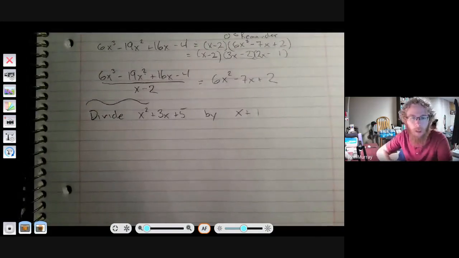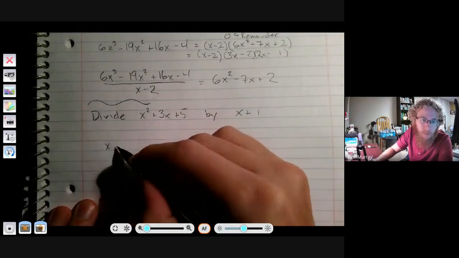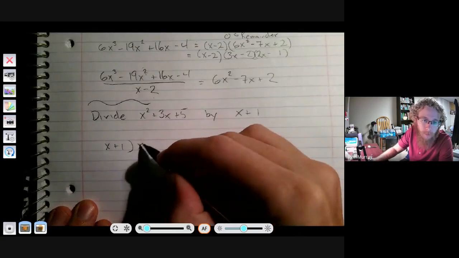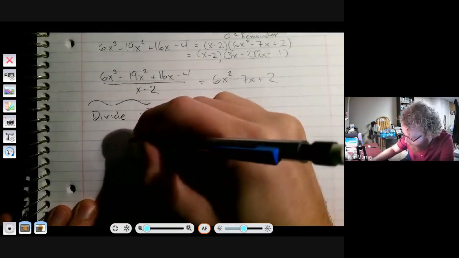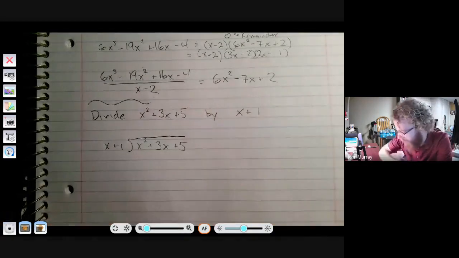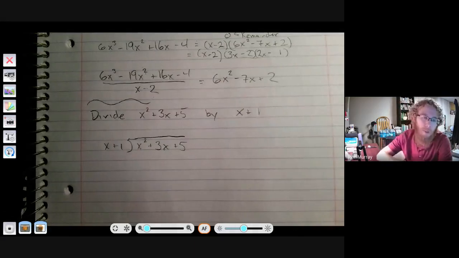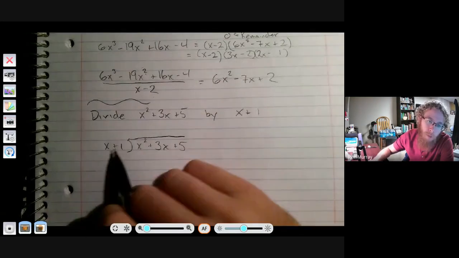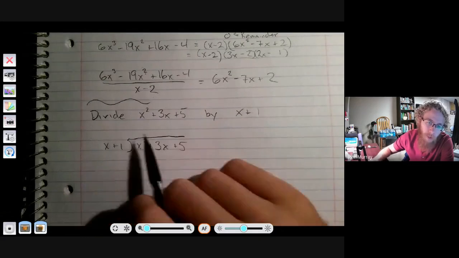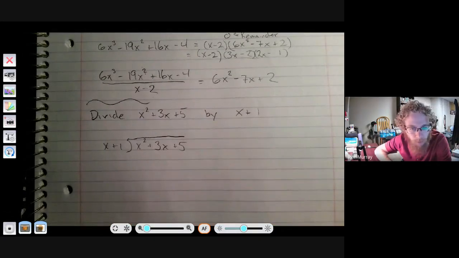All right, so we're going to divide x squared plus 3x plus 5 by x plus 1. First thing you do is you set it up in long division form. Again, normally the linear term is going to be on the outside here. Make sure you don't have them switched, or you'll have a tricky time moving forward.